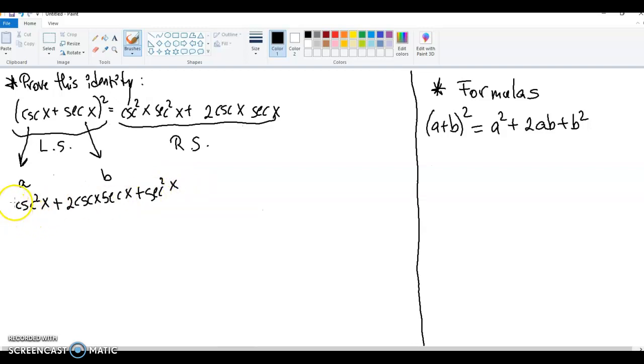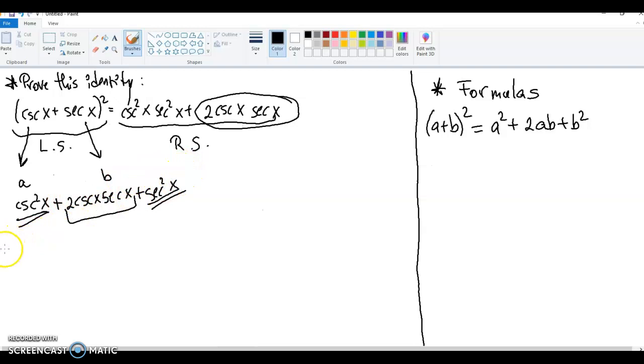Alright, so keep in mind I keep working the left side. As I work the left side, I compare to the right side. So I notice that this middle term, 2 cosecant of x secant of x, is also part of the right side. So I have already gotten that part. Now if I could just prove that cosecant squared of x plus secant squared of x is equal to cosecant squared of x times secant squared of x, then I prove the trigonometric identity. So this is what I'm going to do right now.